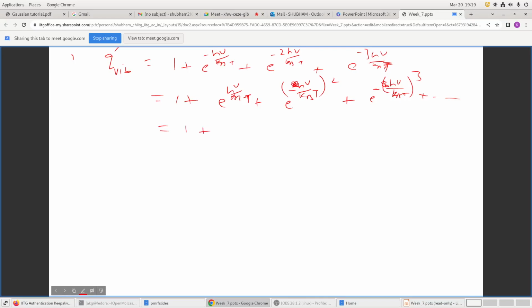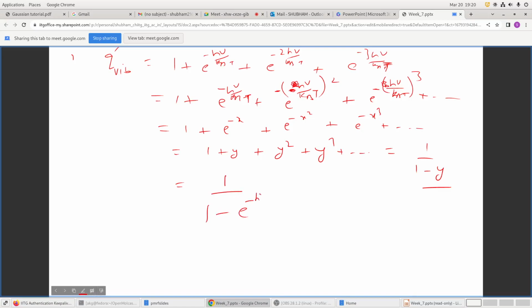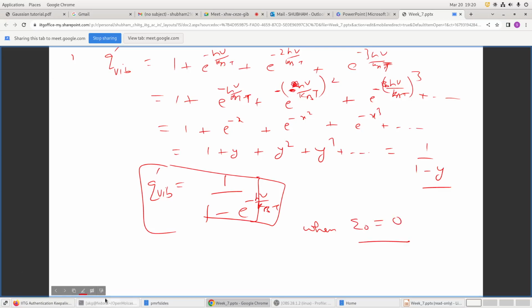So this we can write as e to the power minus x, e to the power minus x squared, e to the power minus x cubed, and so on. We can write it as 1 plus y plus y squared plus y cubed and so on. So this is 1 over 1 minus y. So we can write it as 1 over 1 minus e to the power minus h nu by kBT, when the ground state energy E naught equals 0. I hope it is clear to you now.